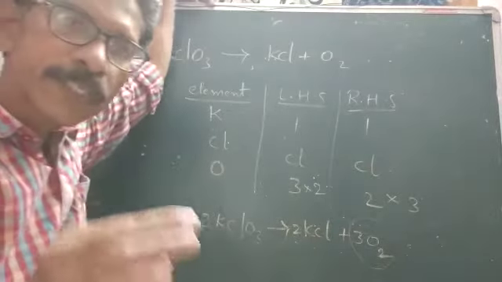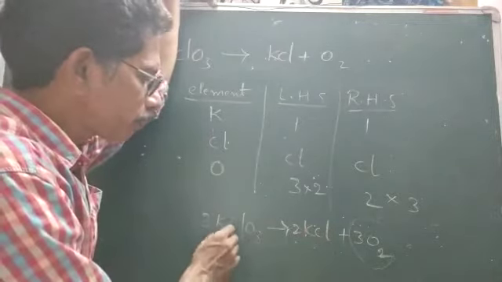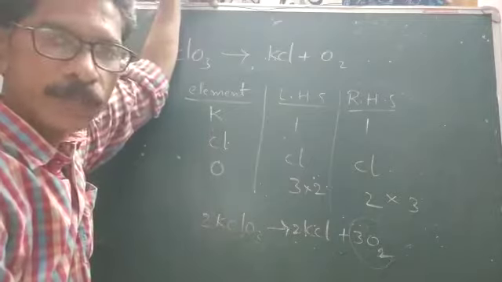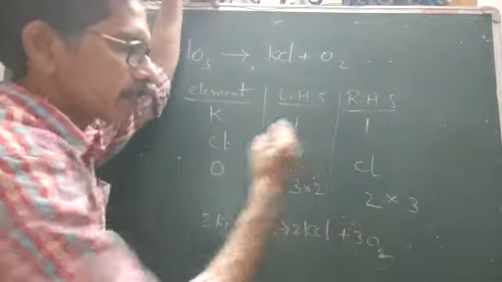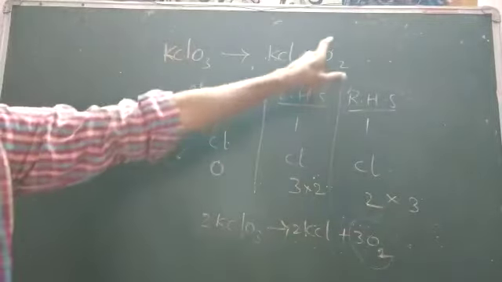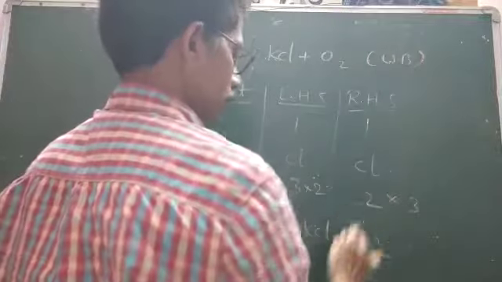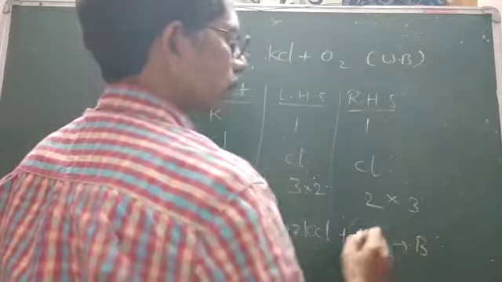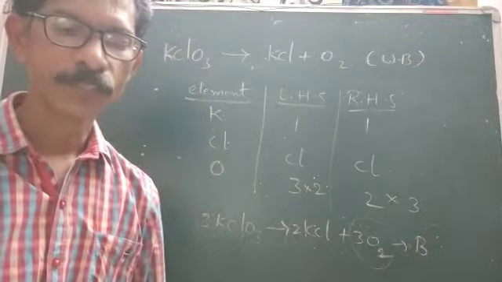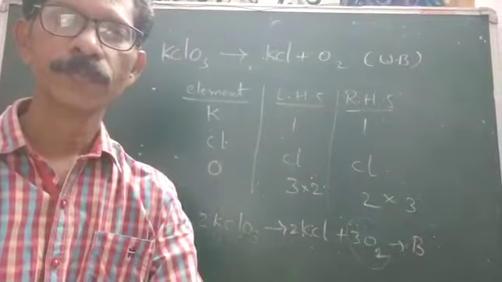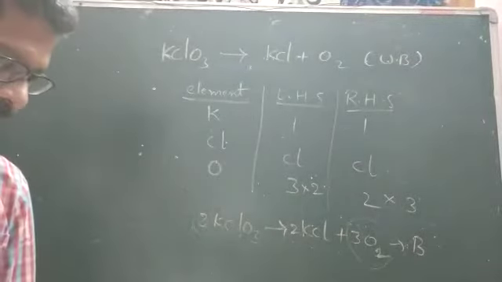Clear? So the right side and left side, the number of atoms should be the same. 2 potassium, 2 chlorine and 6 oxygen atoms. So here also the same: 2 potassium, 2 chlorine, 6 oxygen atoms. So this one is the balanced chemical equation. This one is unbalanced. This one is balanced. Clear? So that is the way of balancing a chemical equation. That is the meaning of balancing a chemical equation.